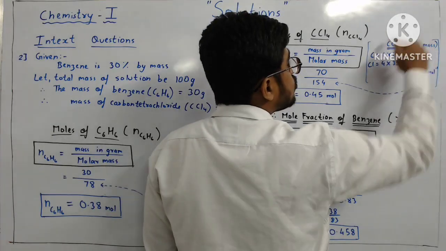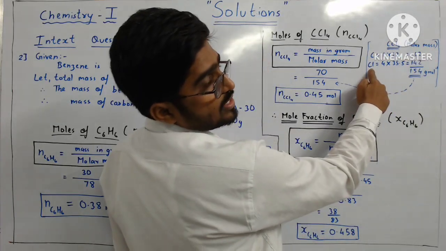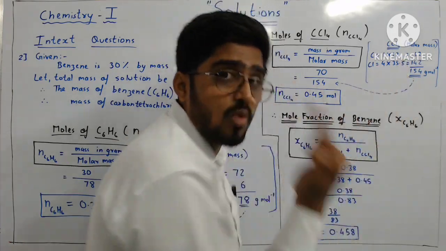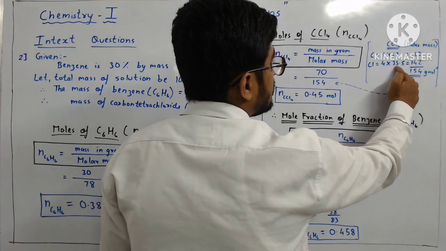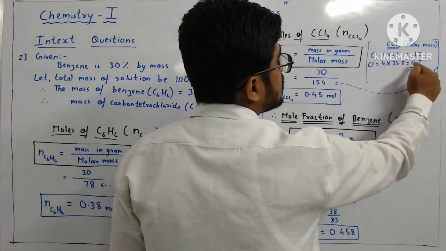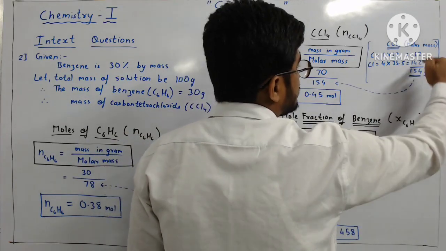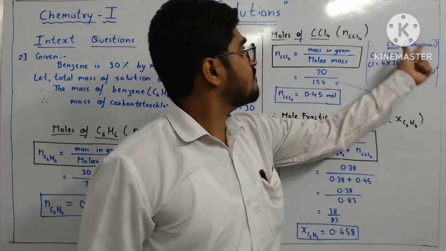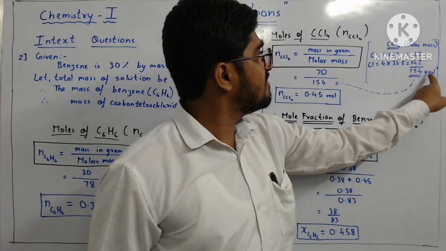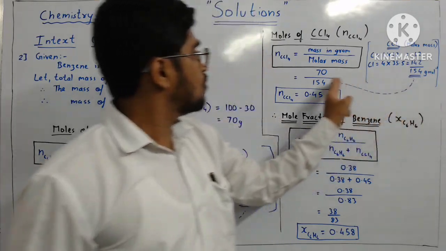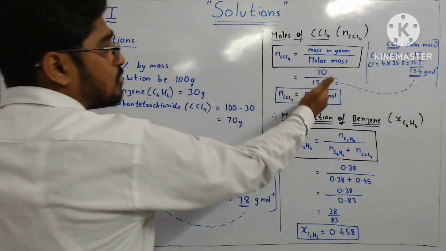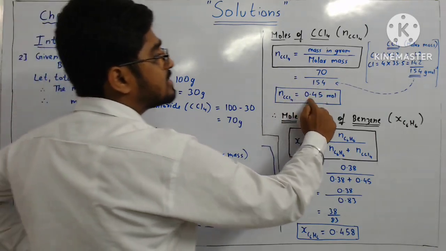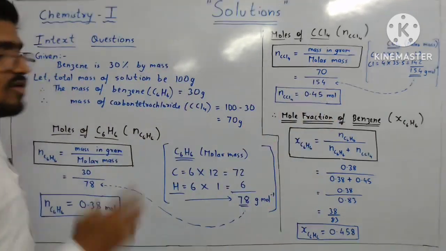How many chlorine are there over here? There are 4 chlorine. And what is the atomic mass of 1 chlorine? Let's say 35.5. So 35.5 multiplied by 4 gives 142. If you add this, you will get 154. Then the molar mass of carbon tetrachloride is 154 gram per mole. Keep this value over here. So mass divided by molar mass, you will get 0.45. And the number of moles of carbon tetrachloride is 0.45 mole. See, you have got all the things.